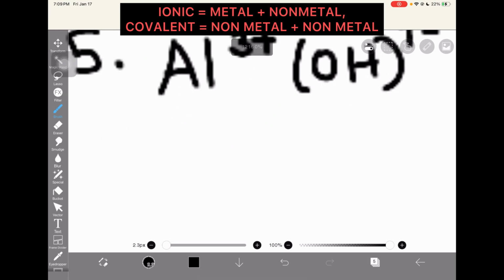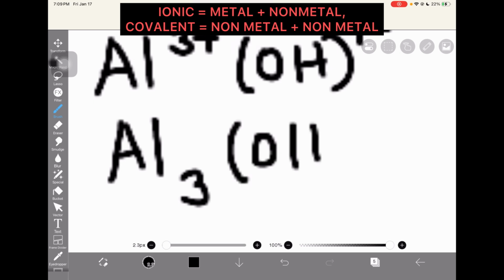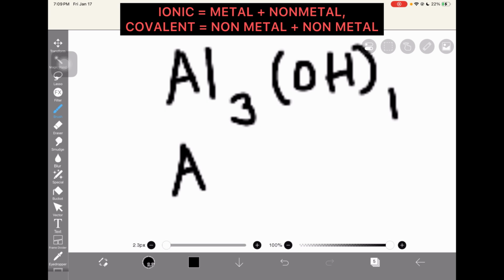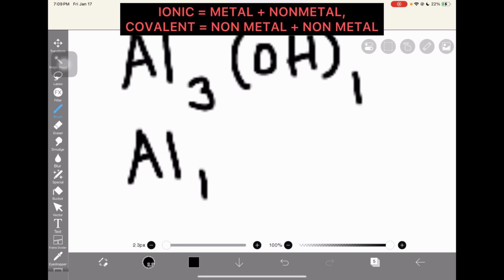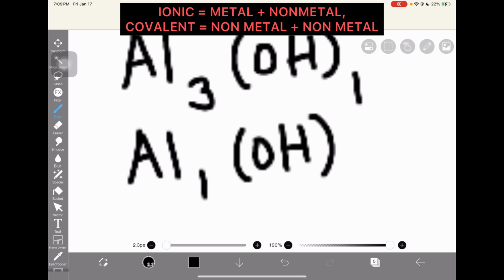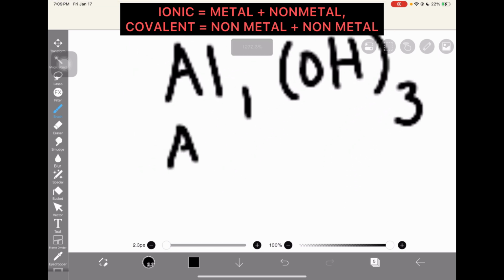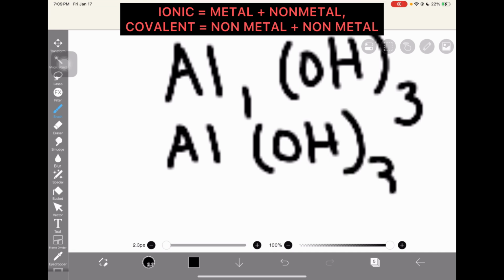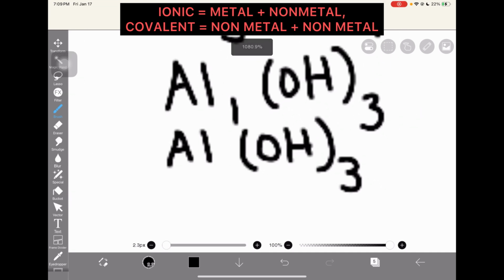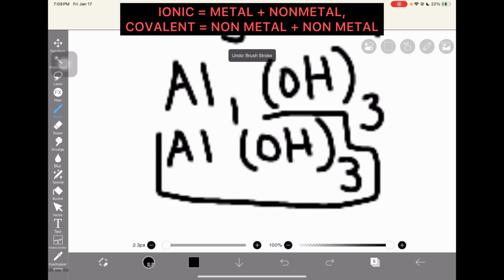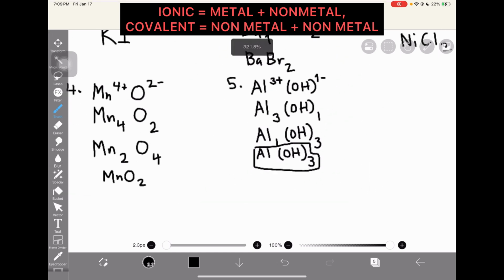Then we do the same thing again. Step 1, drop. Step 2, swap the locations. Step 3, reduce. And that's our final answer. Al, then in parentheses OH 3.